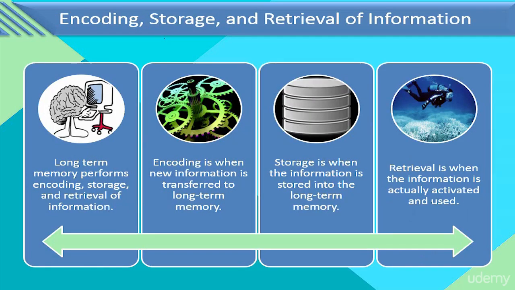Encoding, storage, and retrieval are the three operations that long-term memory performs. Encoding is when new information is transferred to long-term memory. Storage is when the information is stored into long-term memory. And retrieval is when the information is actually activated and used.